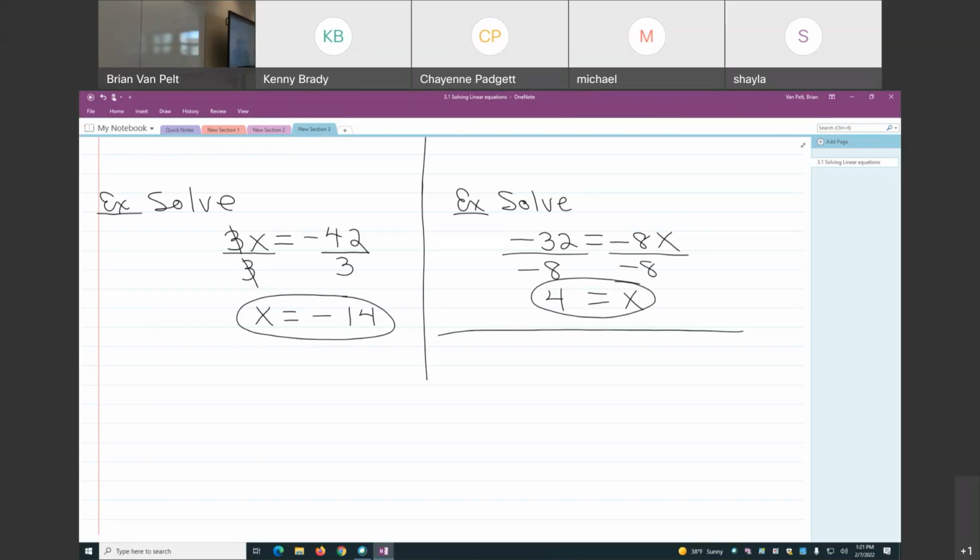Let me give one other problem here. What if I gave you negative 3.7 equals negative x?